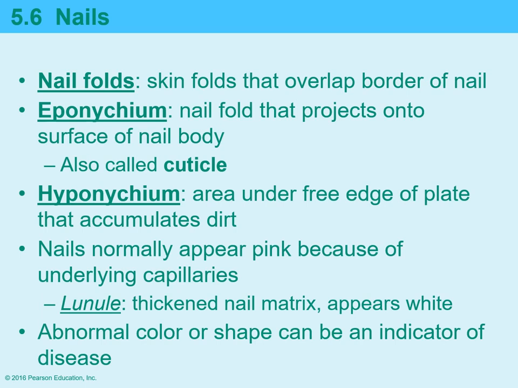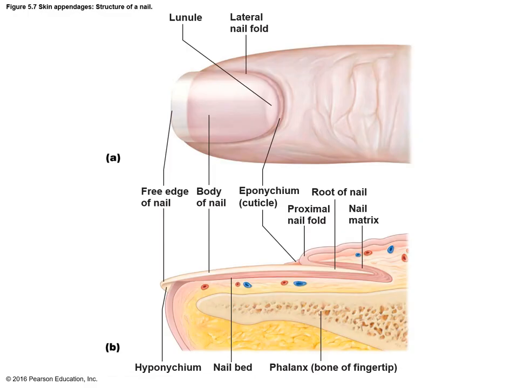Now the nail should be pink because there are capillaries underneath it, and that gives the pink coloration. Where you have the thickened nail matrix, it's going to look white. That's known as the lunula. Now, if you have an abnormal color or shape to the nail, that can be indicative of various disorders and diseases. So in this diagram here, this is showing the free edge, the body, the eponychium, which is also known as the cuticle. Here's the lunula, the white area. Like I said, this should be pinkish in color because you've got these capillaries underneath it.